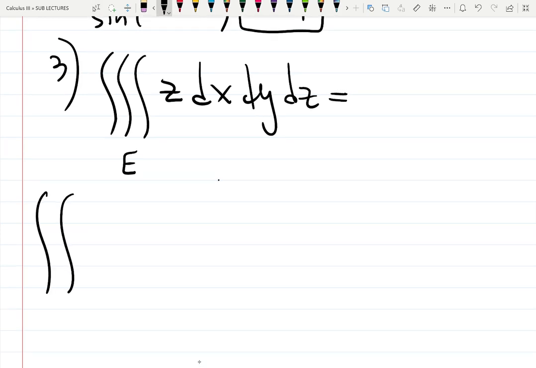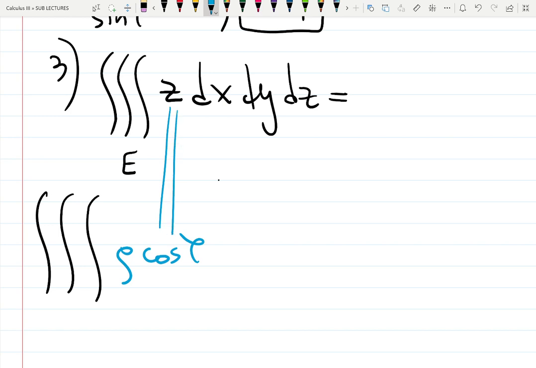Integral, integral, integral. Z becomes, we know the formula, rho cosine phi. That's just z. Now, part of the formula when you convert is rho squared sine phi. I memorized it. If I memorize it, you can memorize it too. The first one is radius. Radius is from a number to a number. We agreed it. Rho is from 0 to 2.